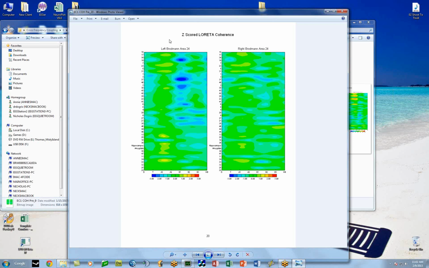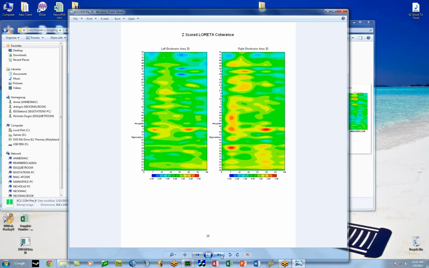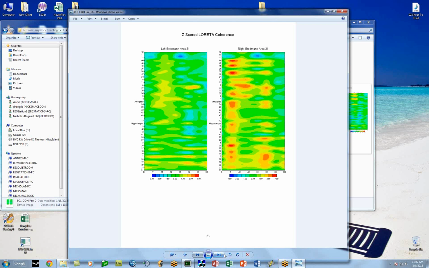So again, I would look at areas 9, 10, 24, and I would pop over to 29. This is posterior cingulate, 30, and 31. Now, there's a lot of ways to look at this, but that's a start. That's where I would begin.